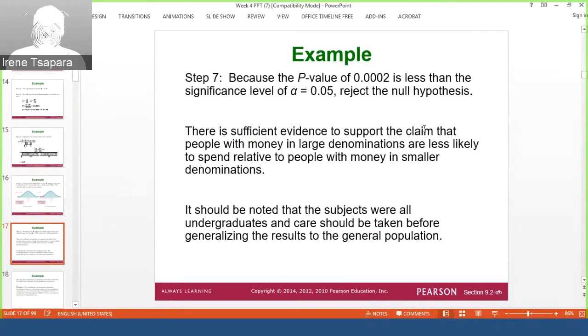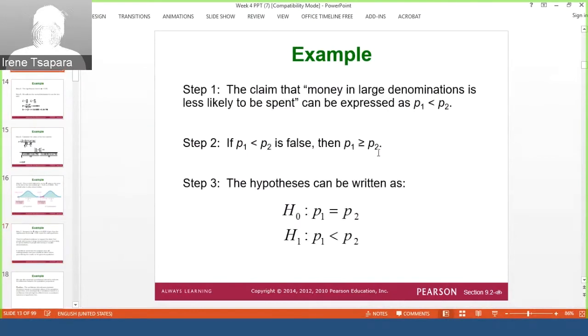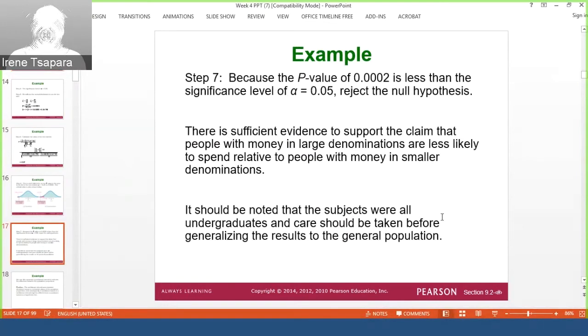The only difference is that what you did is that you ran a test on the difference of the point estimates of the two samples. And you showed that you have enough evidence to support the claim. So there is a difference. So basically what you come back to say is that money in large denomination is less likely to be spent. Of course, all this with a confidence level of 95%.